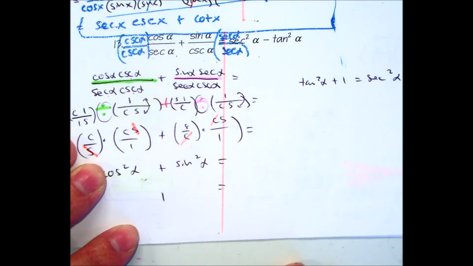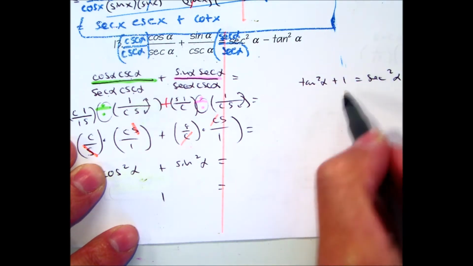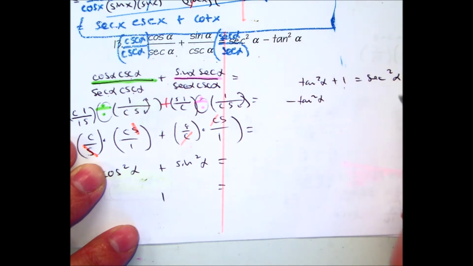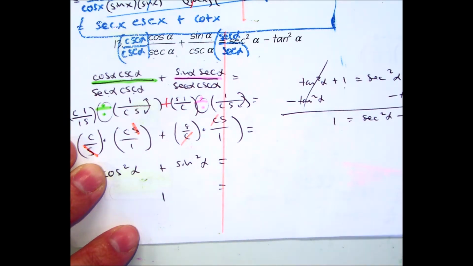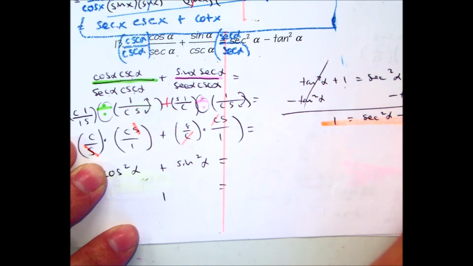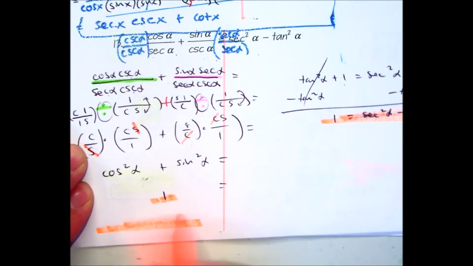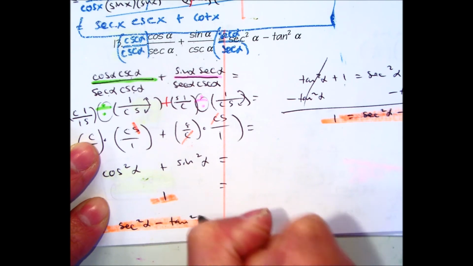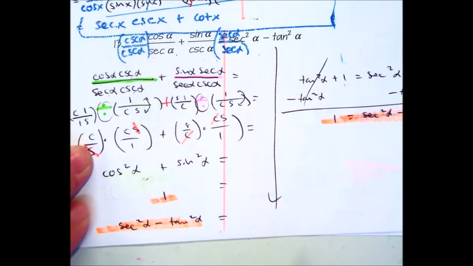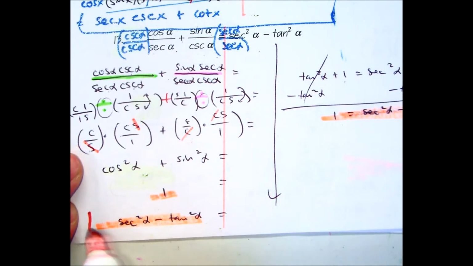Yes? Yeah. So if I want it to equal 1, I can also subtract tangent squared alpha on both sides. So 1 equals secant squared alpha minus tangent squared alpha. And then there I'm just doing a substitution. All of that goes here. So now I have secant squared alpha minus tangent squared alpha equals the right side. So that one, pretty difficult.